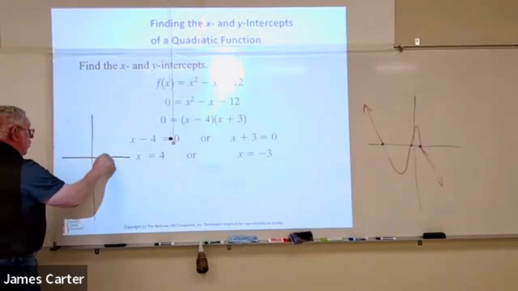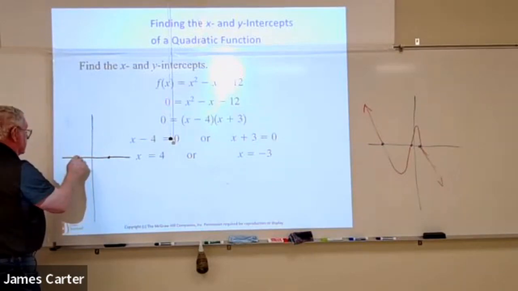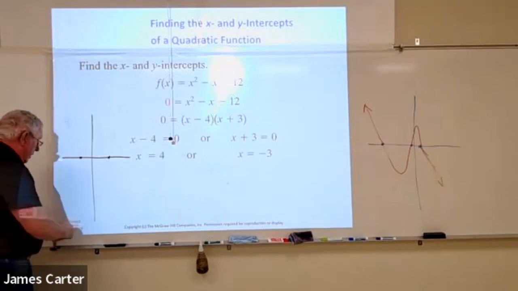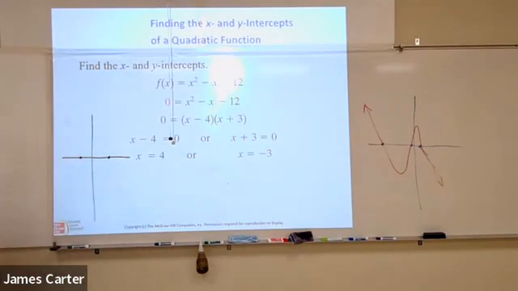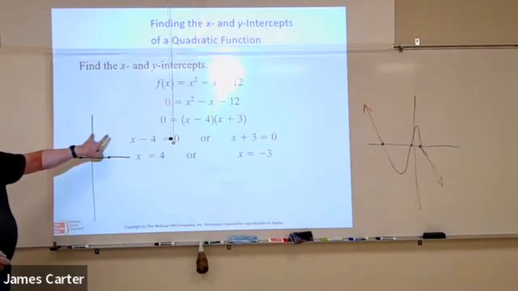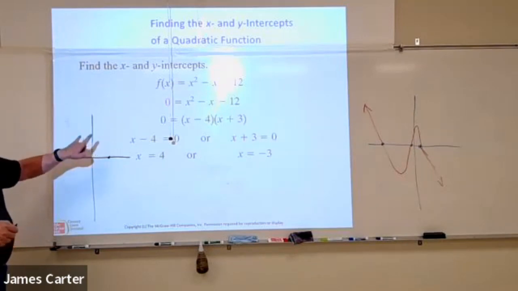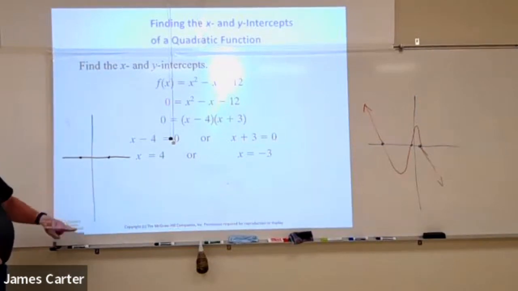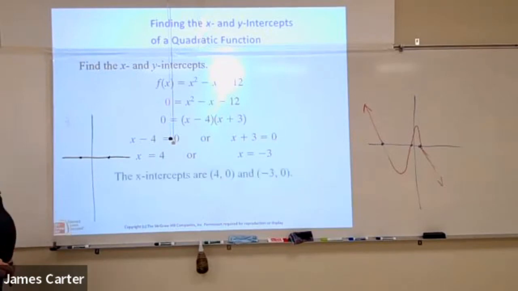At x equals 4 and x equals -3. Okay? Now, let's see what the y-intercept is. Based on this equation right here, I can tell you that this one's going to open up that way, right? Because the leading term is positive. So I know that. But let's see where this crosses the y-axis. Okay? So we'll let the x's be 0.